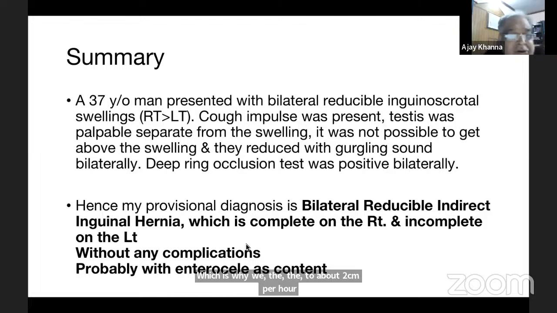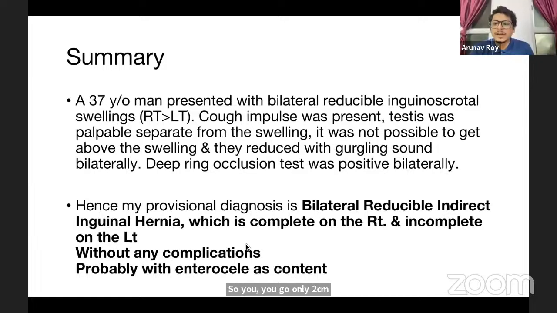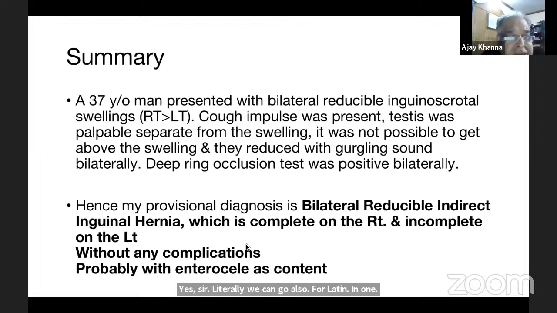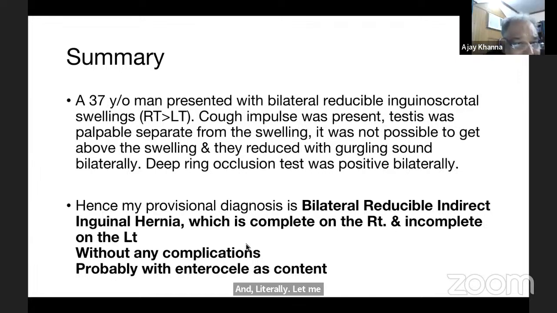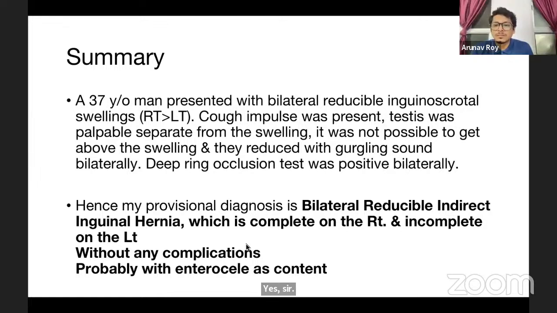So medially you go only 2 centimeters. Yes, sir. Inferiorly you can go up to the inguinal ligament, sir. Superiorly how much? 4 centimeters. And laterally how much? Laterally 4 to 5 centimeters lateral to the deep ring. Yes, sir. Okay. And then what else special thing you have to do? The mesh placement has to be tension free, sir.